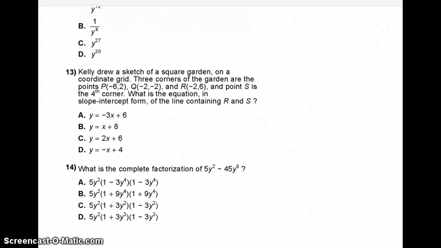Number 14, what is the complete factorization of 5y squared minus 45y to the 6th power?